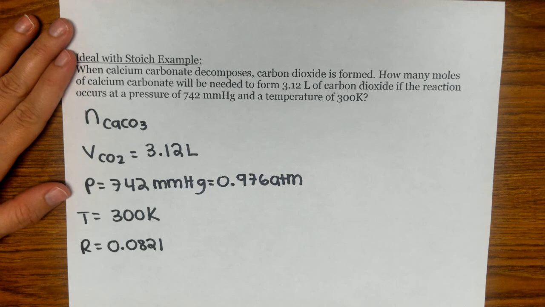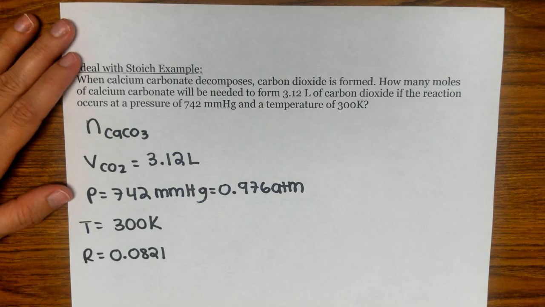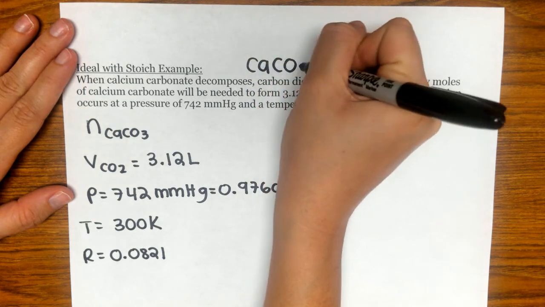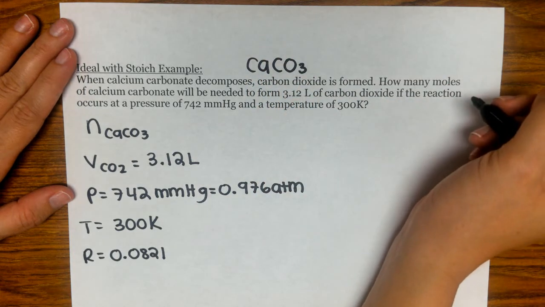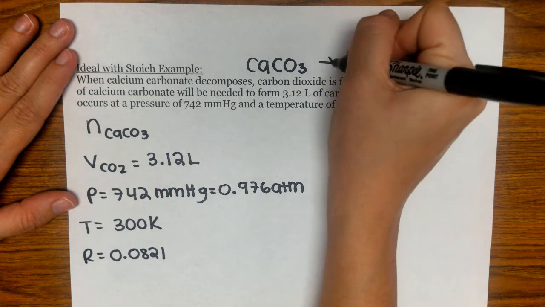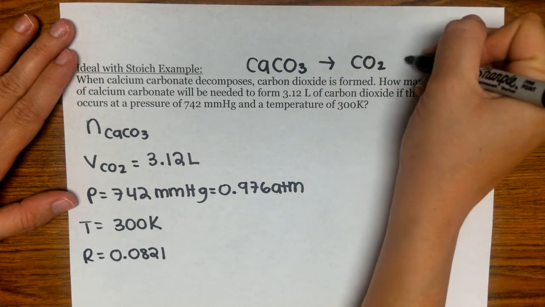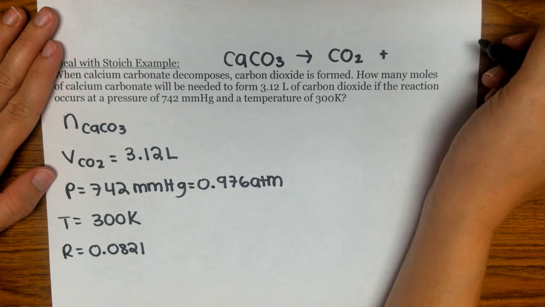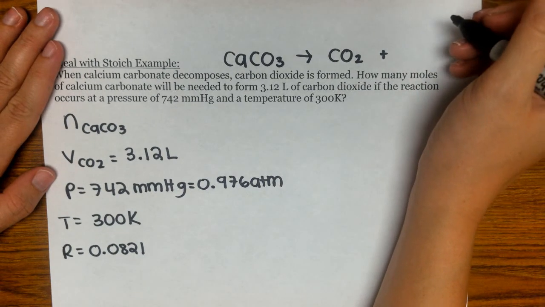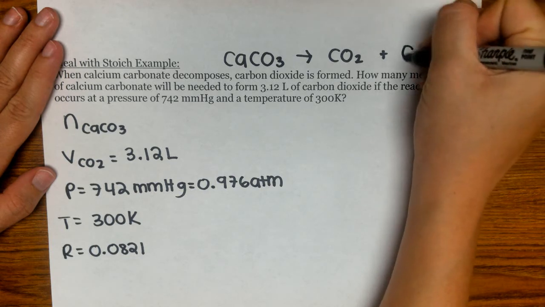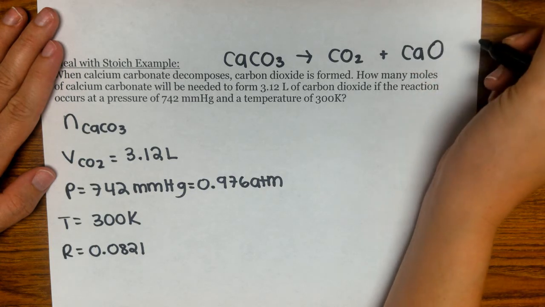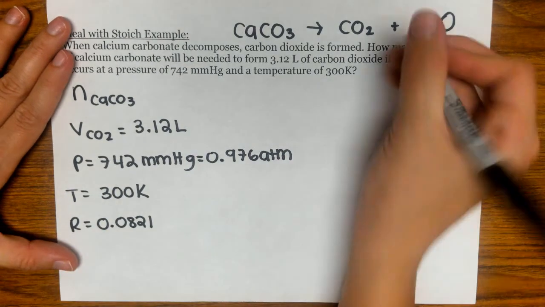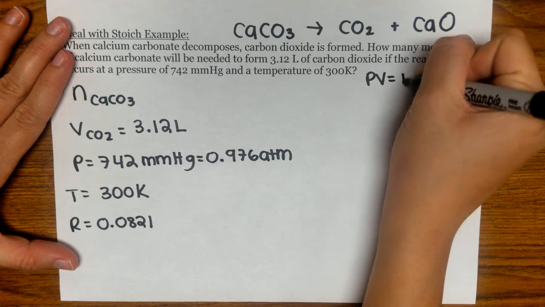Let's go ahead and just write this balanced equation out. You still need to know how your polyatomics decompose. But I kind of clued you in because calcium carbonate, which is CaCO3, I told you it formed CO2. The other product is, in case you forgot, carbonates decompose into CO2 and a metal oxide. So calcium oxide, which is CaO. And this equation is actually balanced. Okay. And I know I'm going to use my ideal gas law.